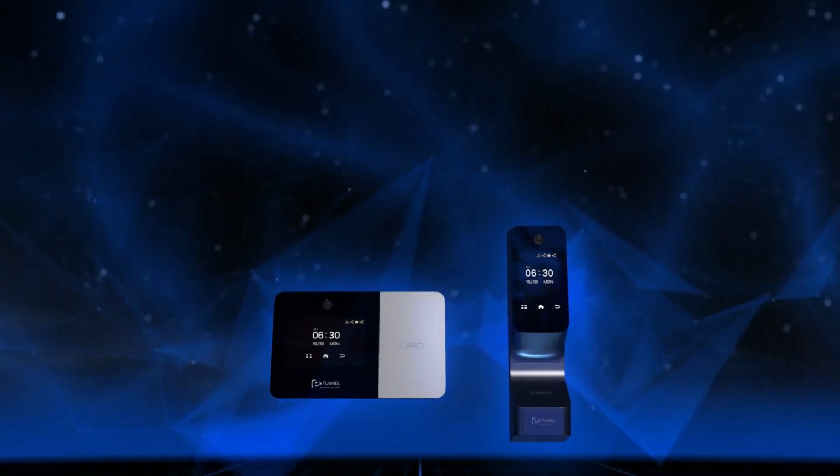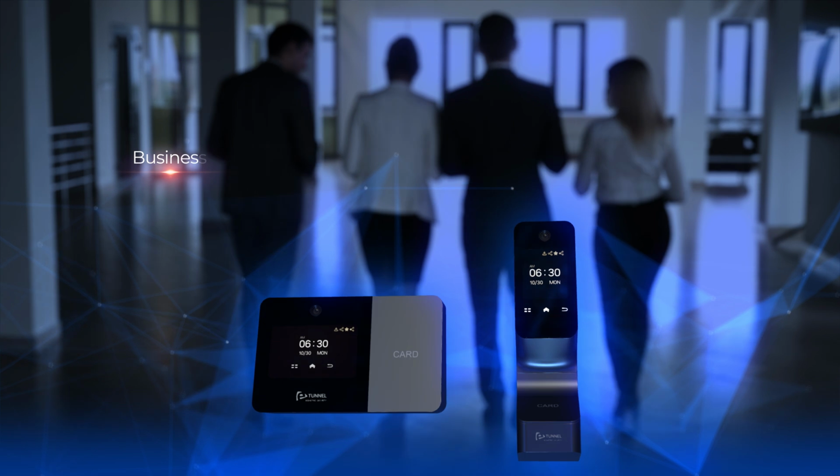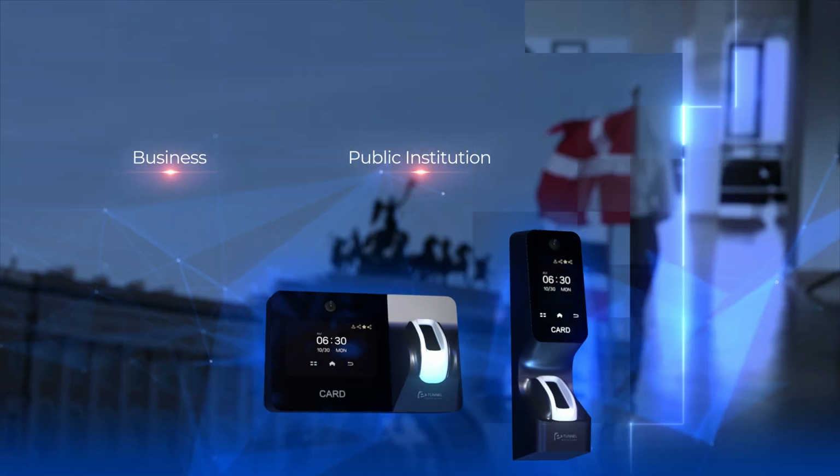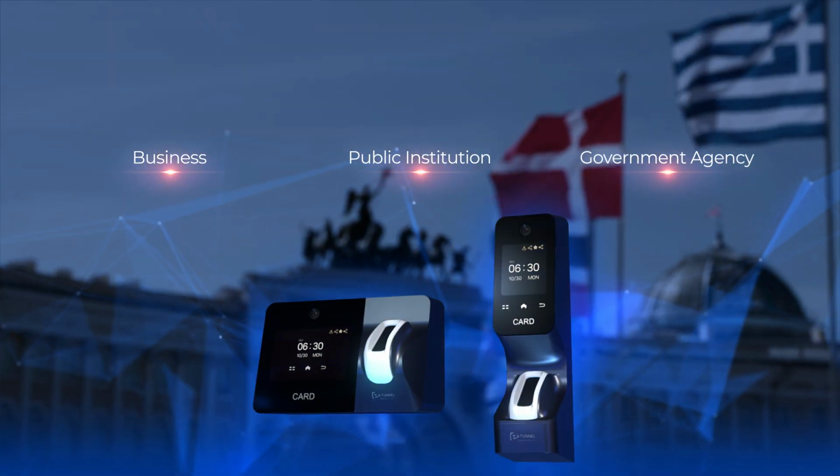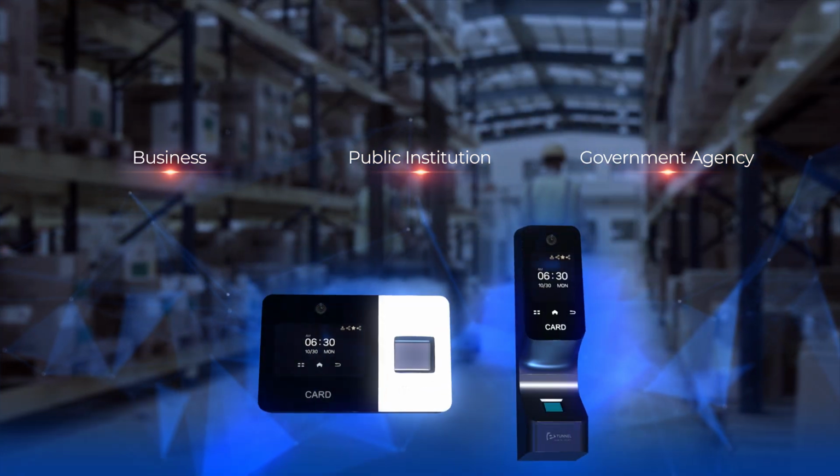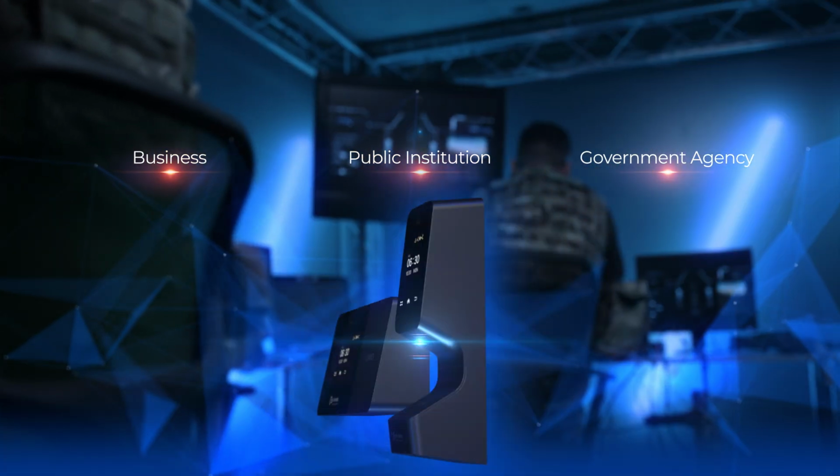eTUNNEL's biometric access control system, equipped with AI Engine P2N2, is an ideal product for any business, public institution, or government agency that requires enhanced security, regardless of their location.